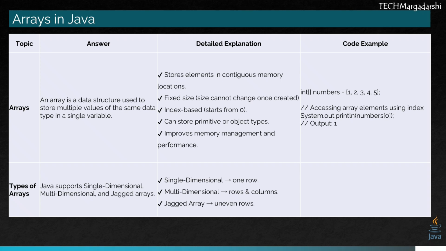Arrays in Java have a fixed size, meaning once an array is created, its size cannot be changed. Each element is accessed using an index, and indexing always starts from 0. Java arrays can store both primitive data types like integers and object types like strings. Using arrays helps improve memory management, reduces code repetition, and makes programs more organized. In the next slides, we'll also look at the different types of arrays supported by Java, along with examples.